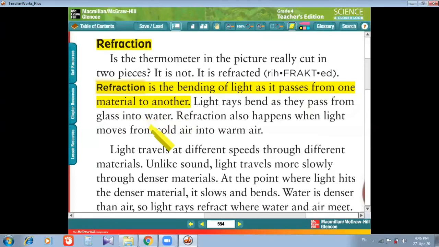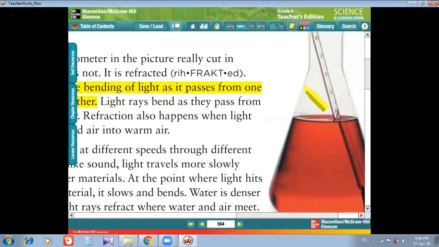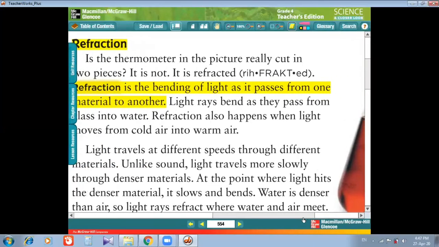So when we look at the thermometer, the upper part is in air, and here it's water or some other liquid. It doesn't seem to be water. It is a liquid medium. This is an air medium. So when the light is traveling from air, from a lighter medium, to a denser medium, it will be refracted. That's why the thermometer looks cut, but actually it is not cut, it is just refracted.